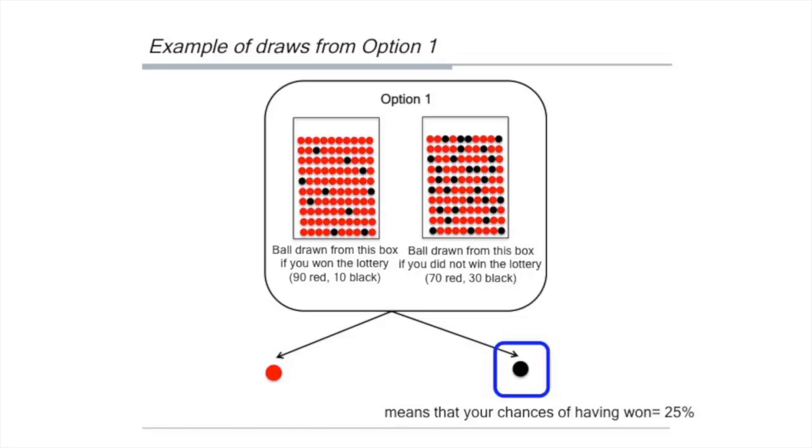If you see a black ball from option 1, it means that the chances that you won the lottery are significantly lower than 50%. When we calculate the odds, we find that a black ball from option 1 means that the chances that you won are 25%, because there are 3 times as many black balls in the right box than there are in the left box.